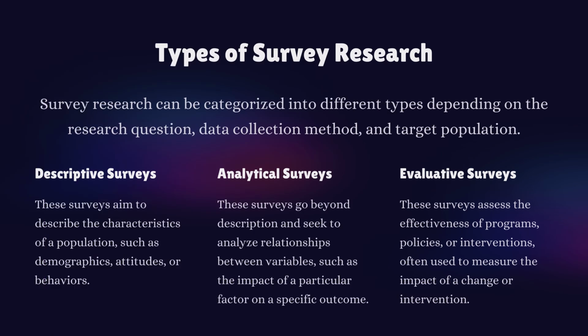Types of survey research. Descriptive surveys describe characteristics of a population, such as demographics or behaviors. For example, a census survey might collect data on age, gender, and occupation. Analytical surveys analyze relationships between variables, such as how income level affects health outcomes. For example, a survey might explore the impact of exercise on mental health.